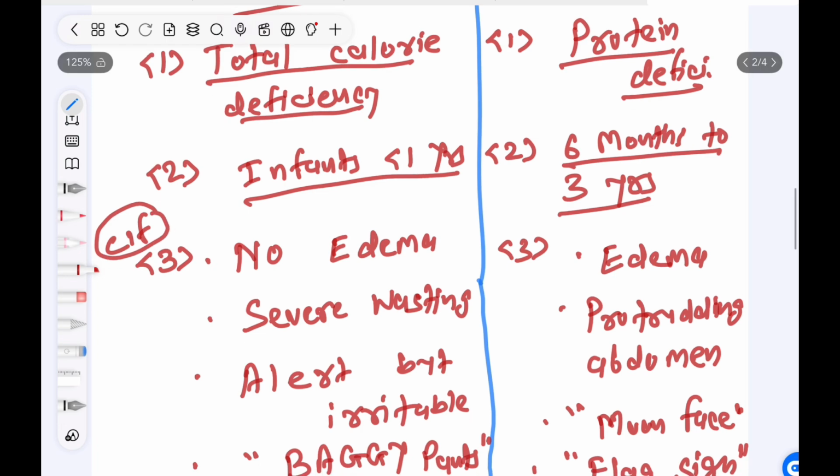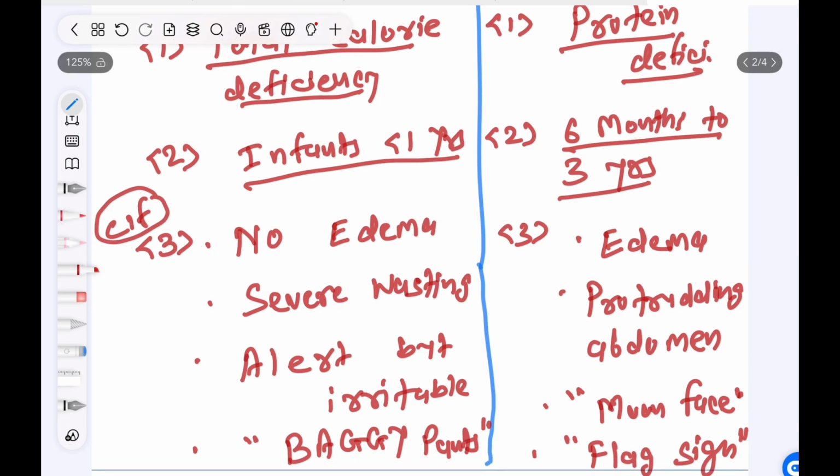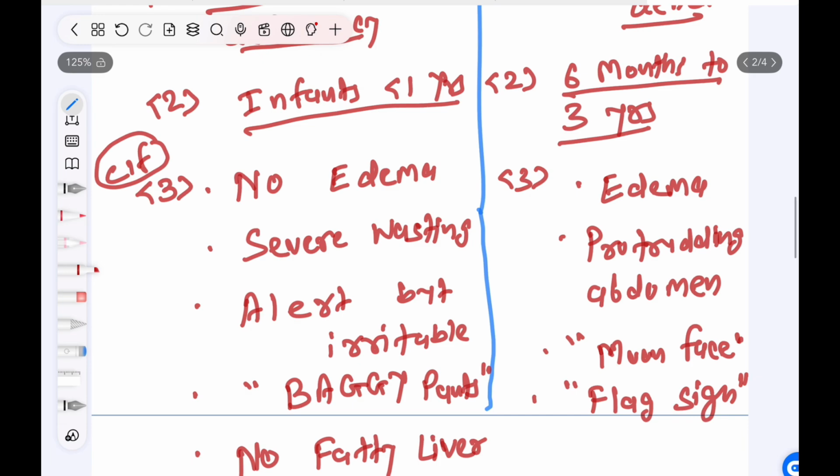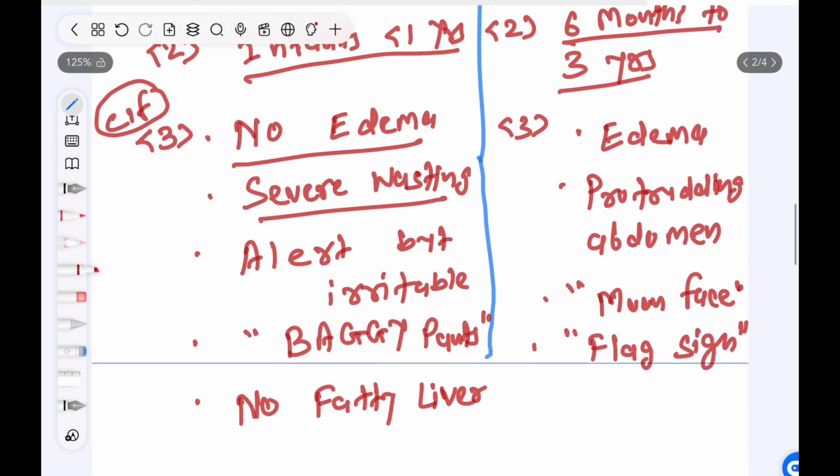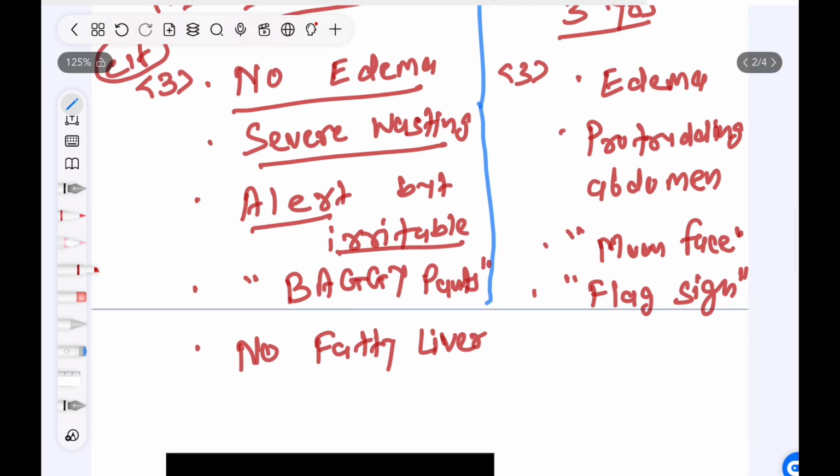In marasmus, the thin child, no edema, severe wasting, you can see ribs, muscles are gone. Then the alert but irritable. Then the skin looks loose and wrinkled like baggy pants appearance, and no fatty liver.